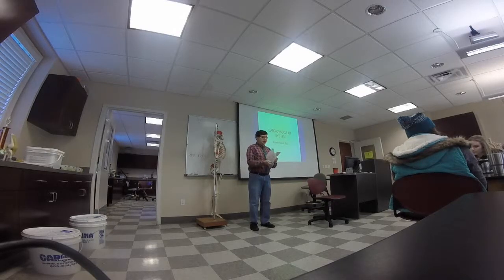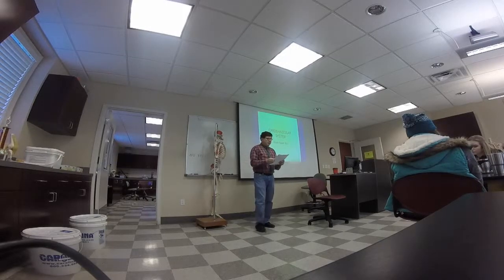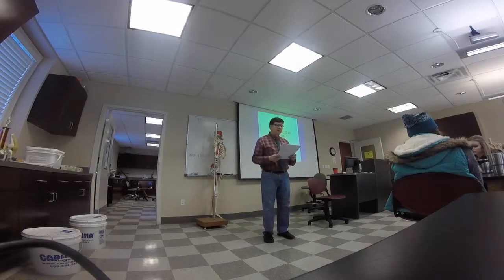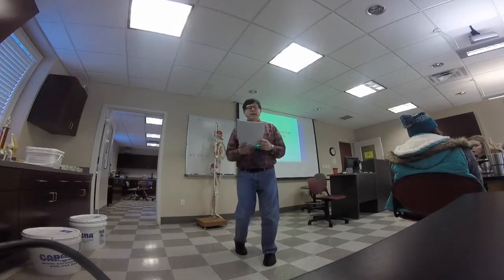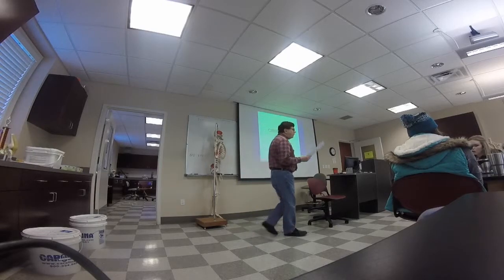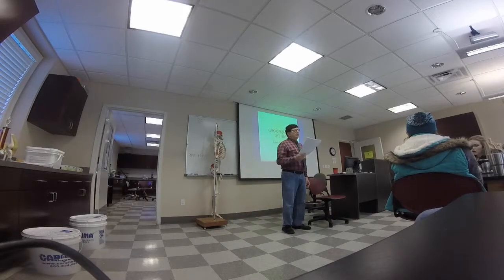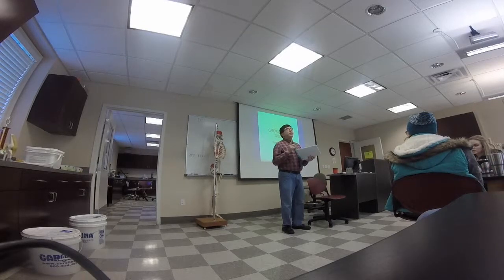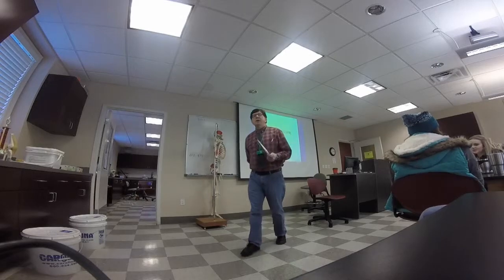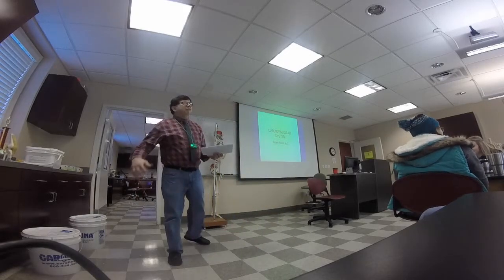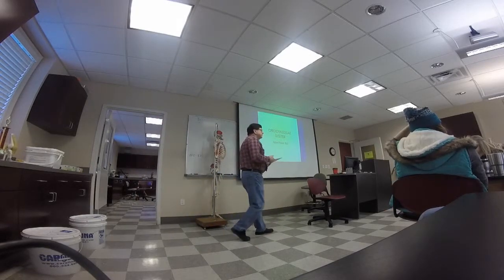Number three, which of the following vessels provides a palpable pulse? A says popliteal vein. No, veins don't provide pulses. B, tricky, parietal artery? No. C, posterior tibial artery? That's the one. Posterior tibial artery. Remember, we went over the vessels that provided palpable pulses.